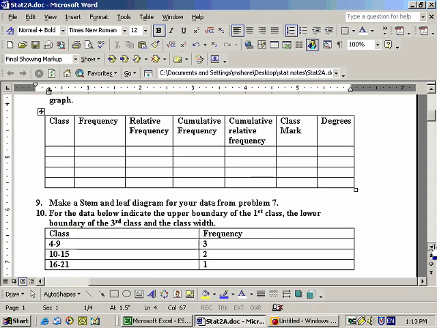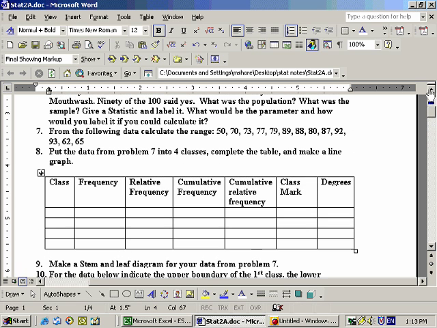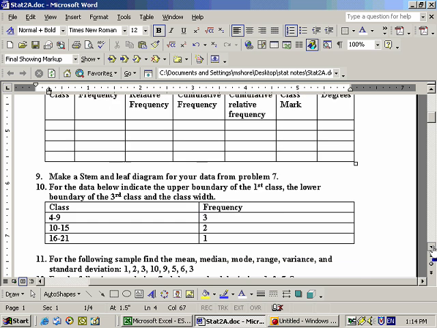Okay. Number 9 says to make a stem and leaf diagram for this data in problem 7. So you would make the stem the tens position, so you would list 5, 6, 7, 8, 9 for the stem, and the leaf would be the ones unit. So you would have 0, and then in the 60s, after the 6, you would have the 2 and the 5 and so on, and that would be the stem and leaf diagram. And the answers are at the end of this also.